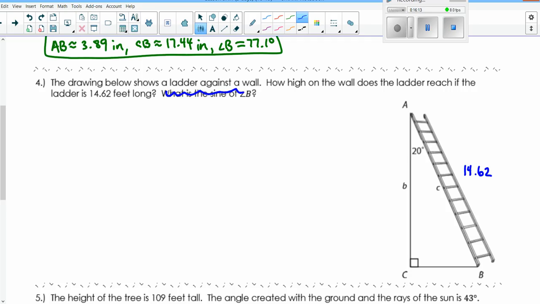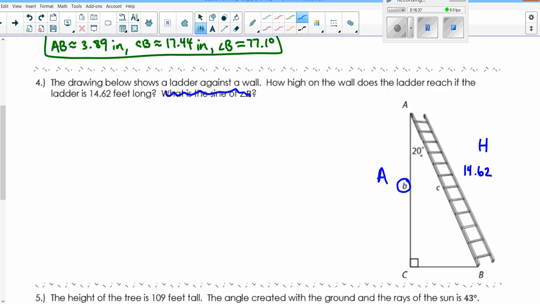Then you can cross this off. You can do this. So it says how high on the wall, so that means that we're trying to find B. Okay. So the first thing you want to do is recognize the sides that you're given. So if you're given angle 20 right here, this means that this is my adjacent side and this is my hypotenuse. So with that information, I would be using cosine.